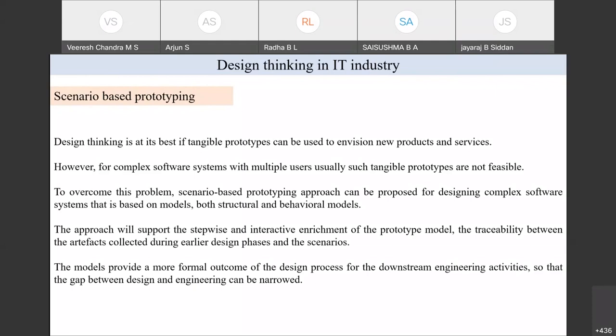So in order to overcome this, a scenario-based prototyping approach can be proposed for designing complex software systems, based on models, both structural and behavioral. The approach will support the stepwise and interactive enrichment of the prototype model, and the traceability between the artifacts collected during earlier design phases and the scenarios. Scenarios, that's what I told.